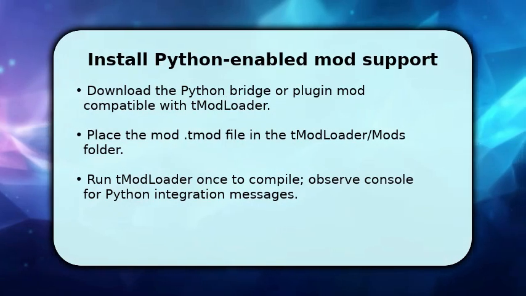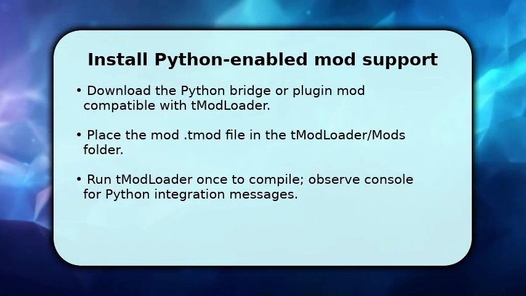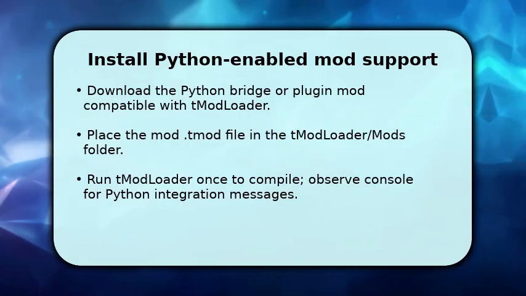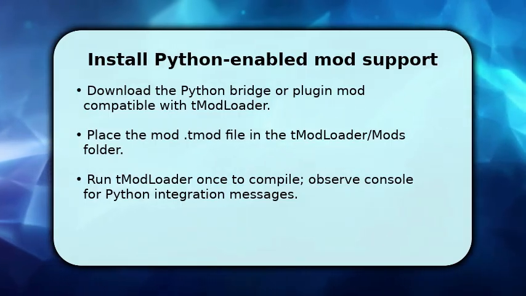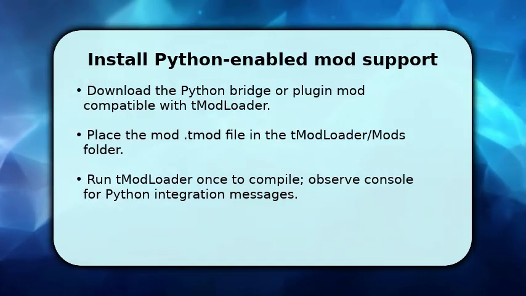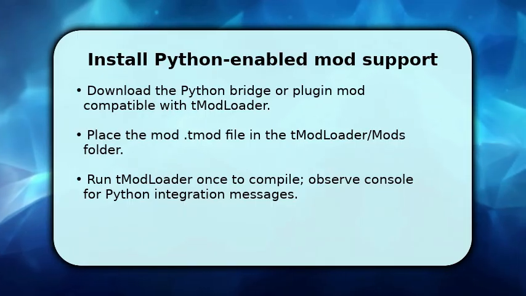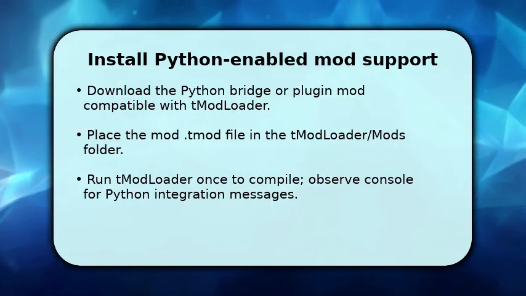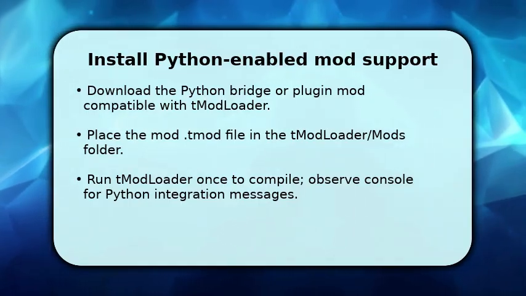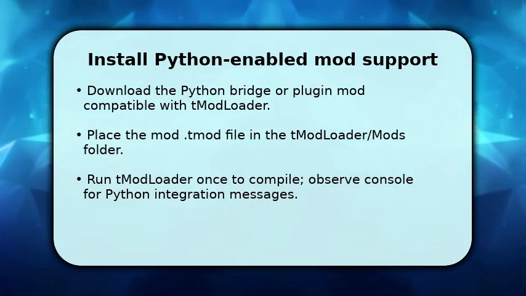Next, obtain the Python bridge mod designed for tModLoader. This provides the runtime hooks. You place the .tmod into the mods folder inside your tModLoader directory. Once placed, run tModLoader so it compiles and loads the new mod. The game will generate assemblies and may create a scripts folder. While it compiles, check the tModLoader console for errors referencing Python or missing dependencies. If compilation succeeds, the bridge exposes APIs so Python scripts can interact with game objects.